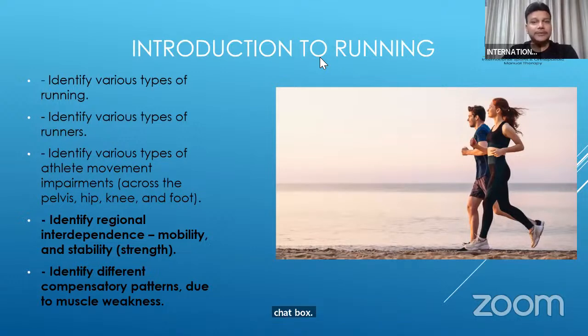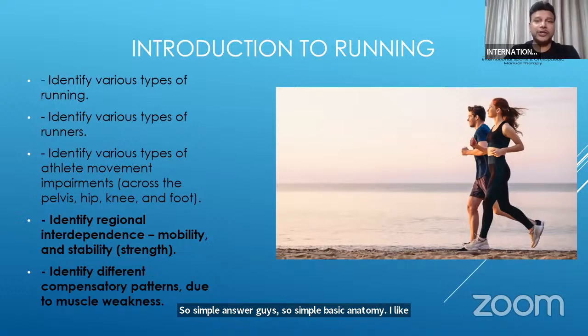It's a simple answer, guys. It's simple basic anatomy. I like it. Most of you are right. Vastus lateralis is not the primary hip abductor, sir. I'm sorry. It's the gluteus medius.